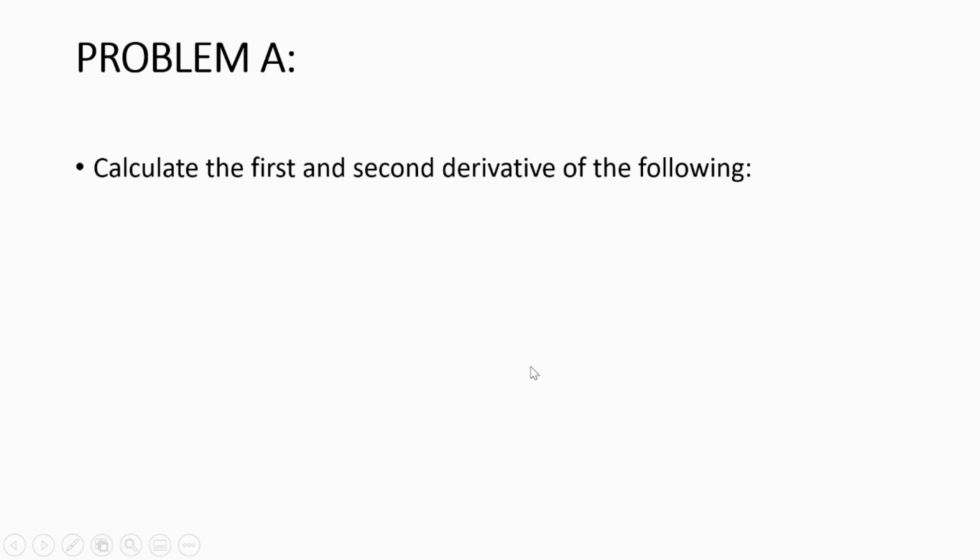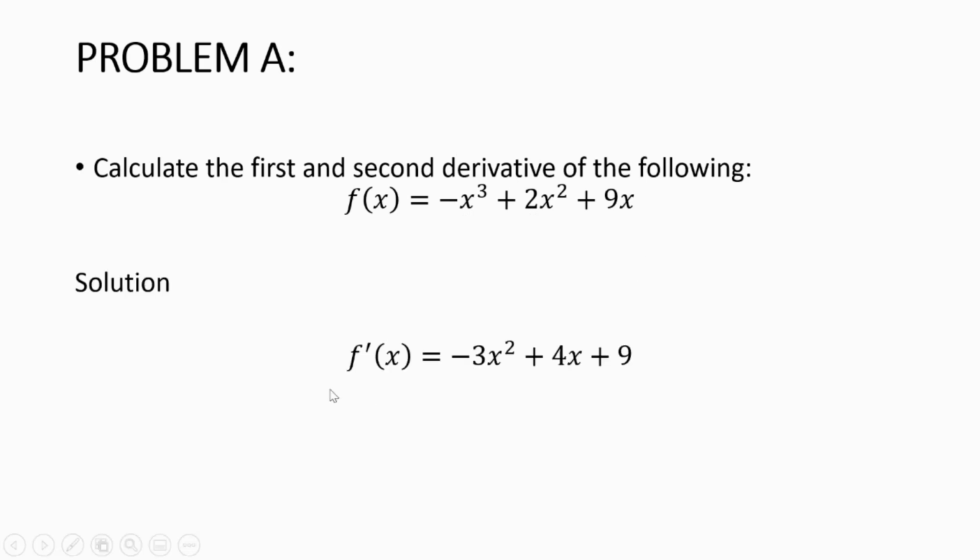Okay, so let's take the first example of that. We should get through this fairly quickly, by the way, and give you enough time to get to the homework. But let's keep going. Let's take the first and second derivative of the following function. Very simple. The original function is minus x cubed plus 2x squared plus 9x.